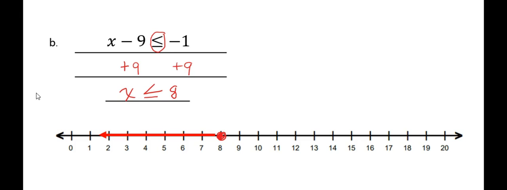So let's choose 3. So I'm going to put a 3 in place of the x. 3 minus 9 is less than or equal to negative 1. 3 minus 9 is negative 6. Negative 6 is less than or equal to negative 1 because it is less than negative 1. So solving these inequalities is very similar to solving regular equations, except that we have more than one correct answer that we could put in place of the variable.